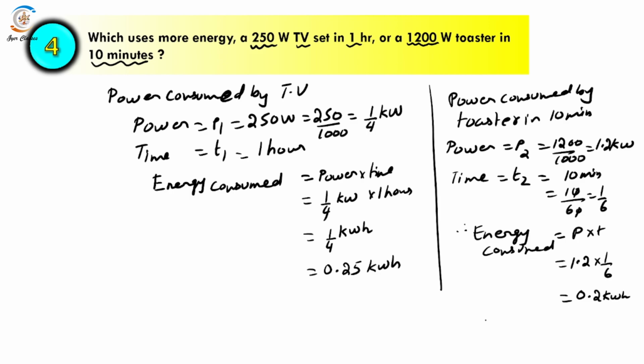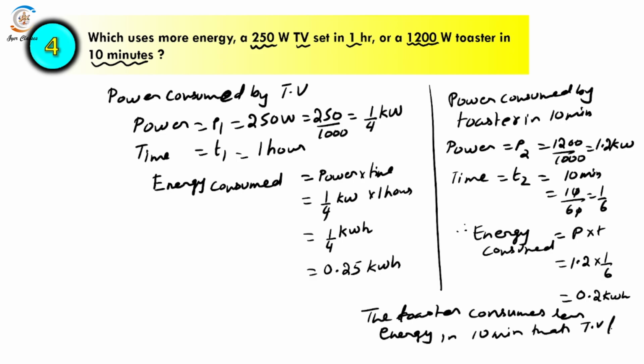So which consumes less power? It is the toaster. So the toaster consumes less energy in 10 minutes than the TV for 1 hour. This is your answer.